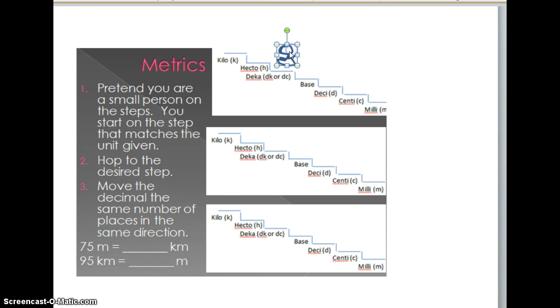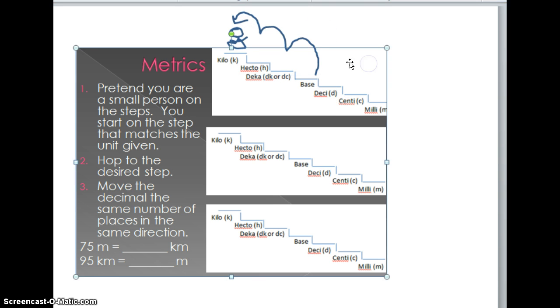So I'm going to go 1, 2, 3 hops. All right, and on your paper, you would just draw the 1, 2, 3 hops. And which direction did I move, left or right? I moved to the left. So move the decimal the same number of places in the same direction. Okay, so I got to move my decimal how many hops? 3. Which direction? To the left.